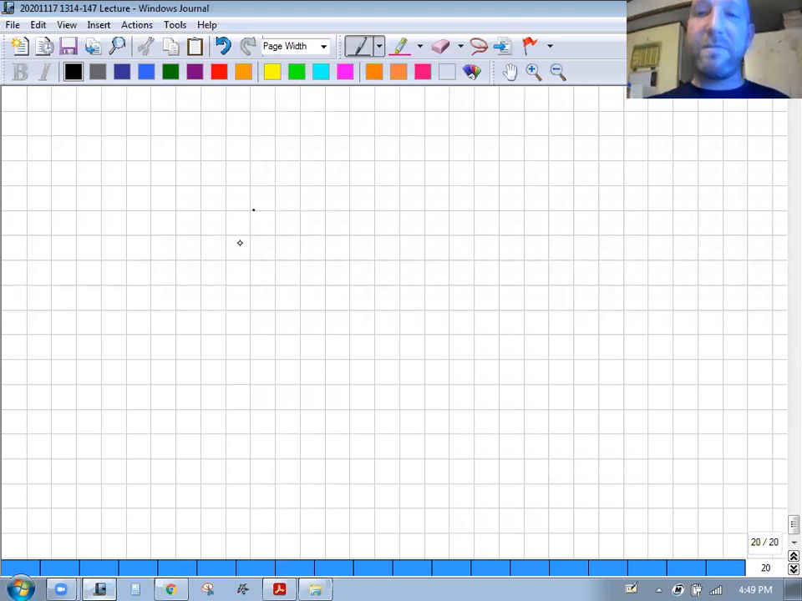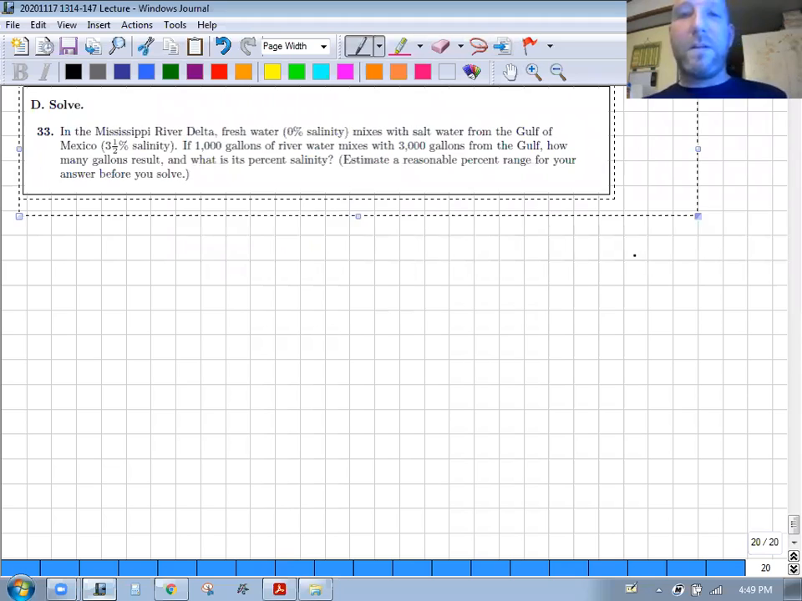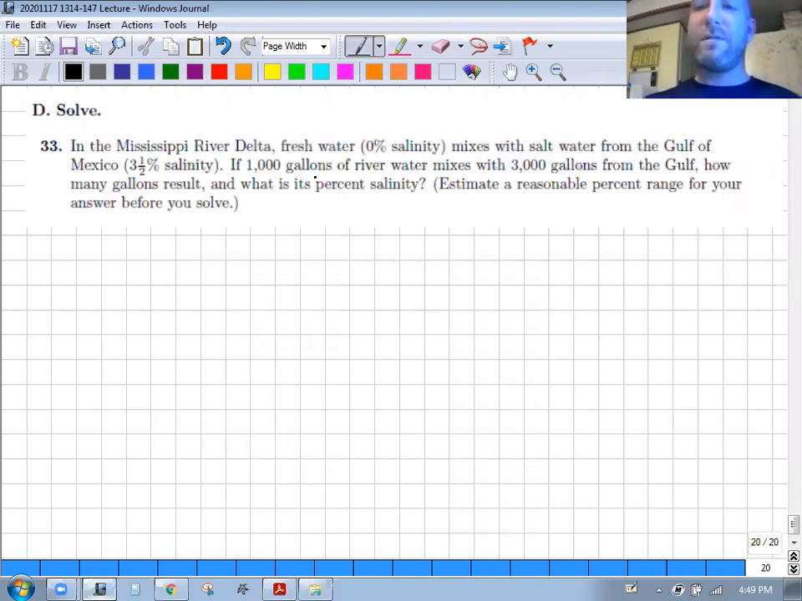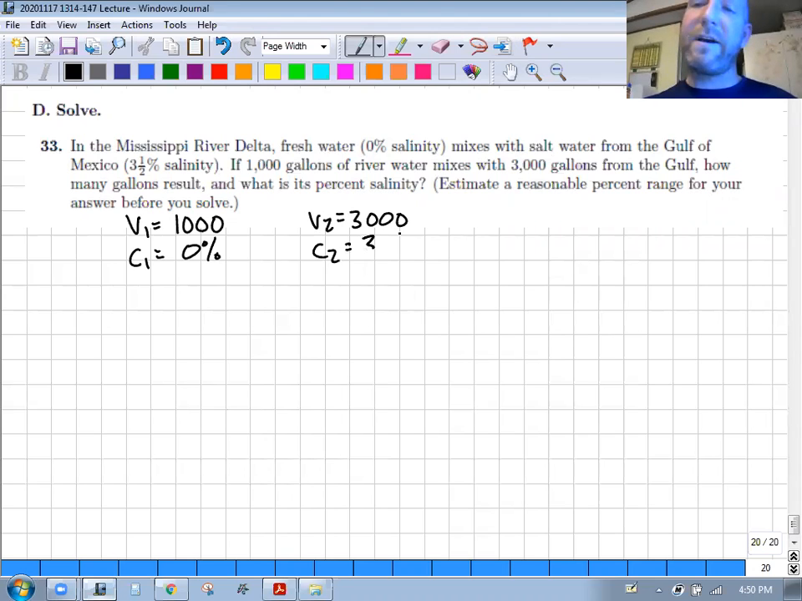Mixture problems. Remember these? In the Mississippi River Delta, fresh water at 0% salinity mixes with salt water at 3.5% salinity. We got 1,000 gallons of river water. So its concentration is 0% salt. With 3,000 gallons of salt water. So the salt water is 3.5%. All right. How many gallons result? 4,000 gallons. And what is its salinity?